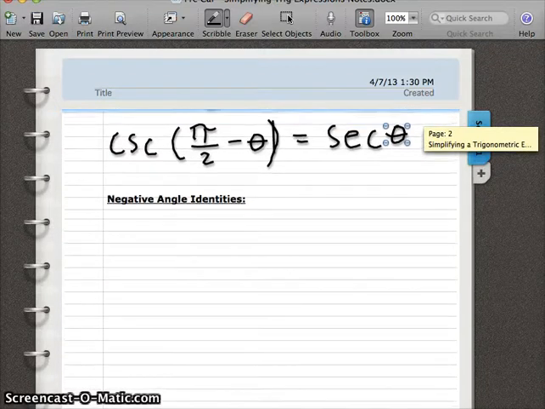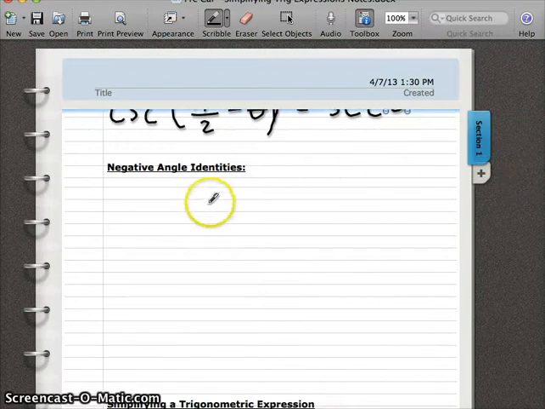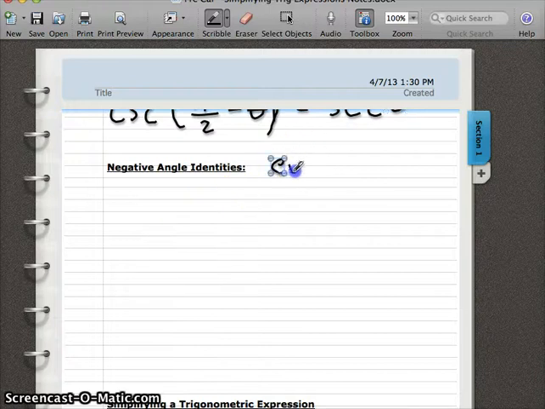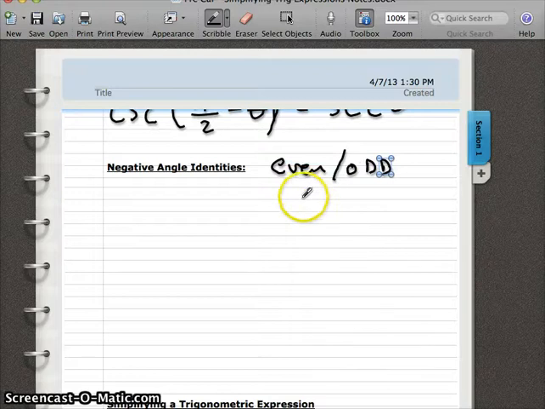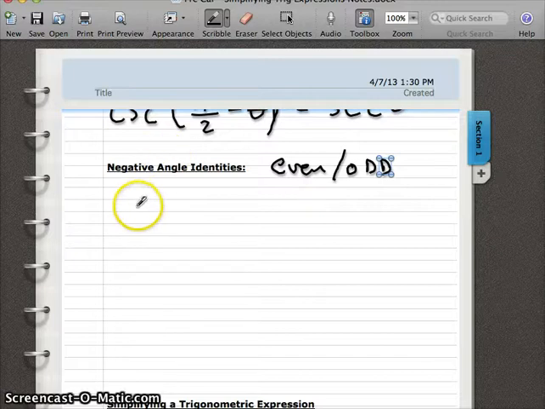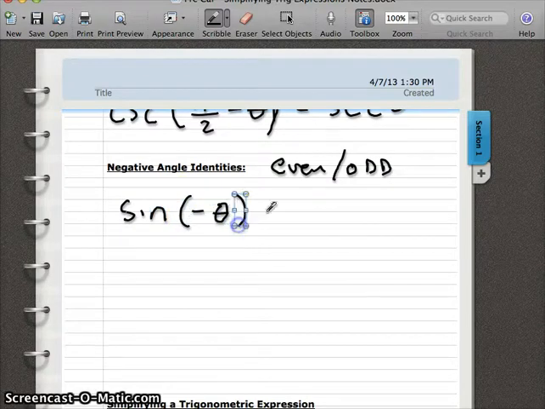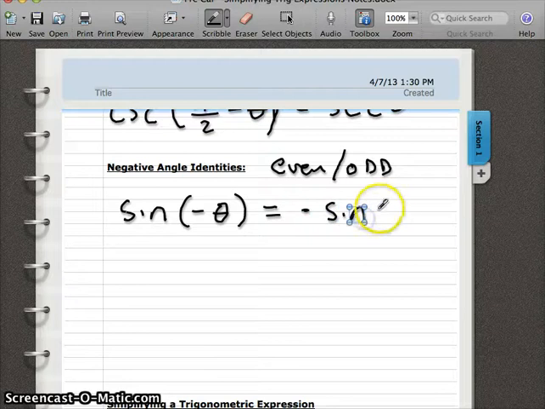Right. Another type of identities, sometimes called negative angle identities, or they could be called even and odd identities. So if you talk about even and odd functions, these are some relationships of those. I like to call them negative angle identities because they look like negative angles. So if I have sine of a negative angle here, it would also be the same as if I just took the opposite of sine of that angle.